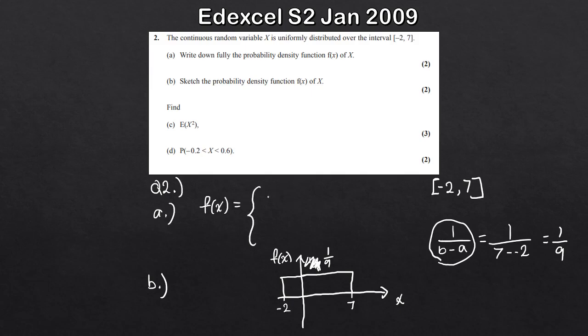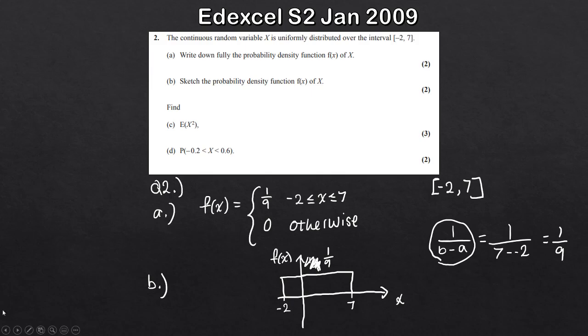Well, in this case, if you think about this, we've got 9 possible values, and each one is uniform, so each one must take the same probability, so it's 1 over 9. So we've got 1 over 9 when x is between -2 and 7, like so. And in any other case, it would just be 0, so 0 otherwise. Okay, so hopefully that's not too bad.